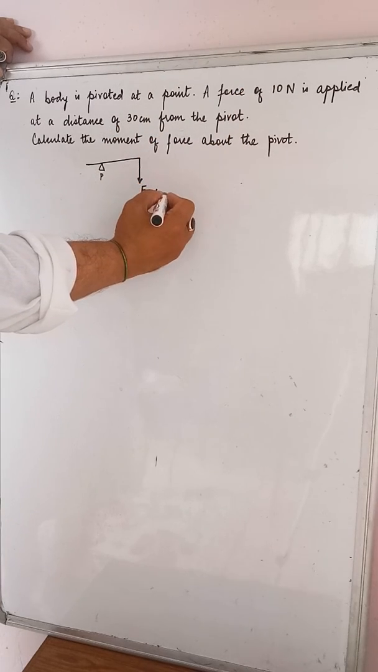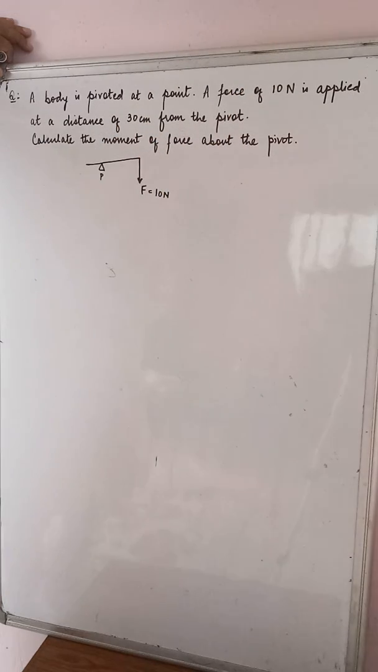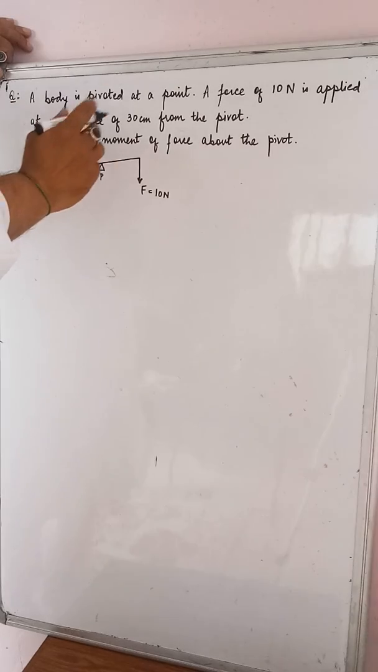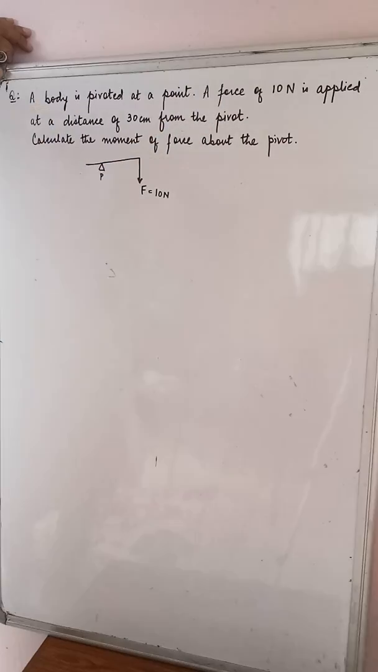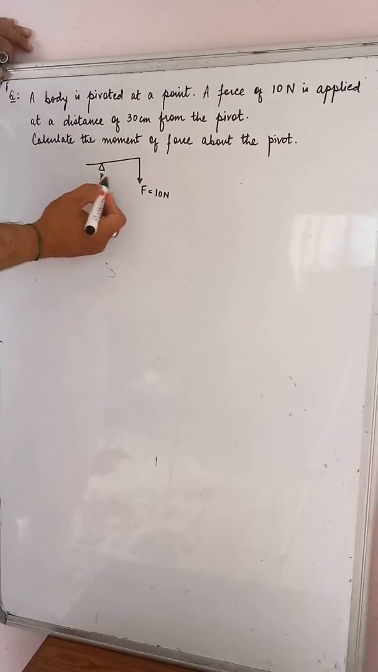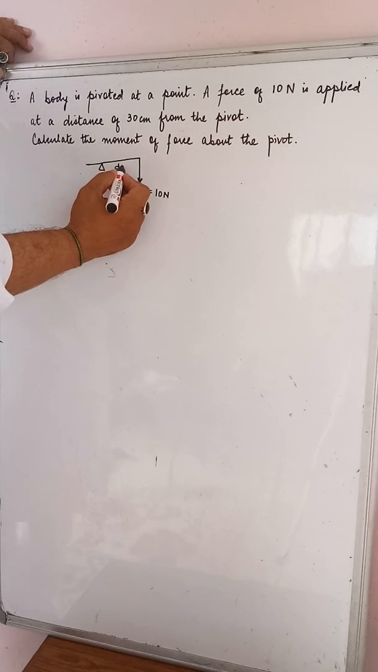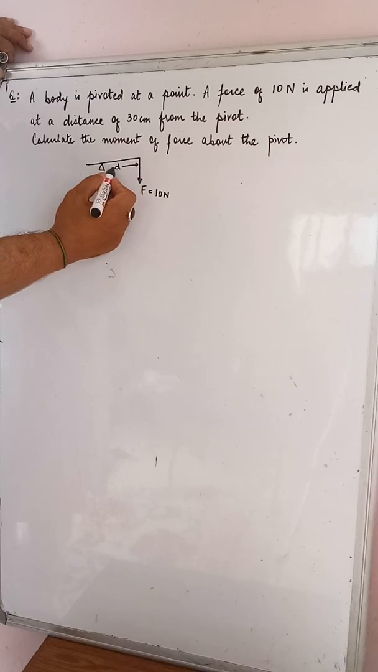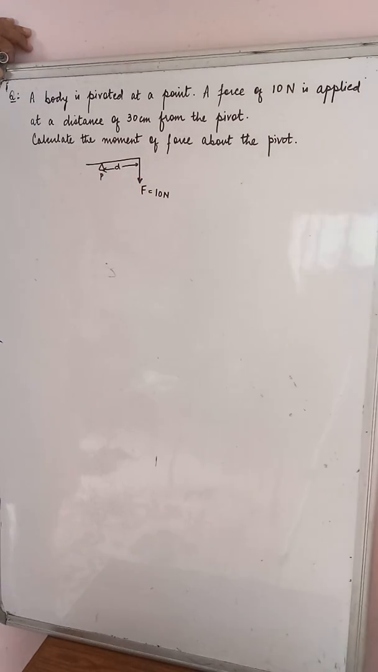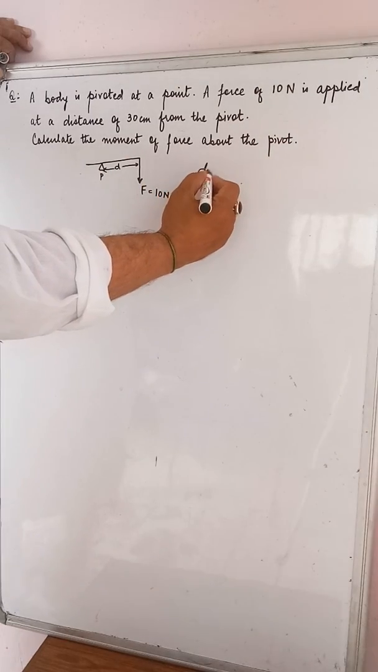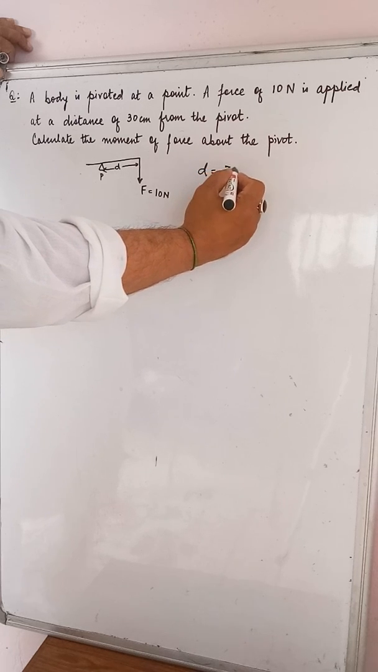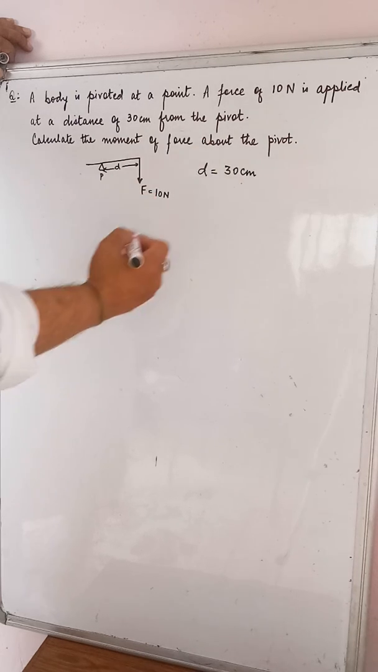What is the value of this force? The value of this force is 10 newtons, at a distance of 30 centimeter from the pivot. Where is the pivot? This is the pivot. Where is the force? This is the force. So this distance D is what they are talking about. As you can see, this distance D is given as 30 centimeters.